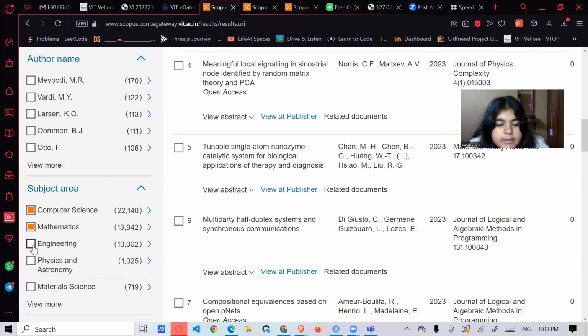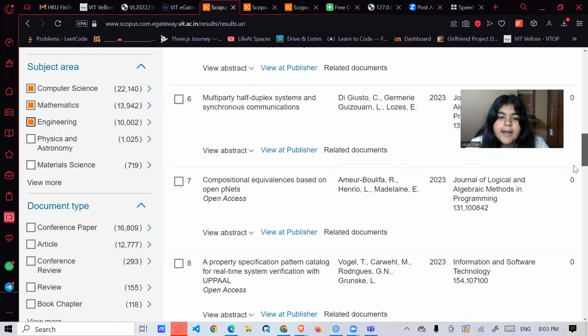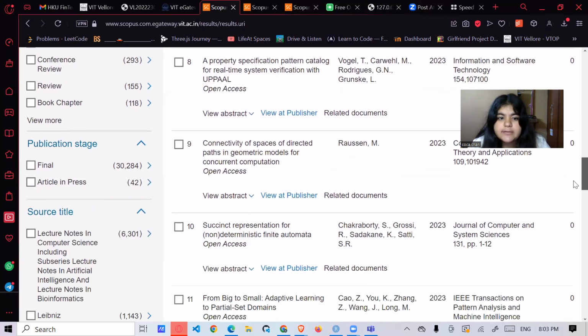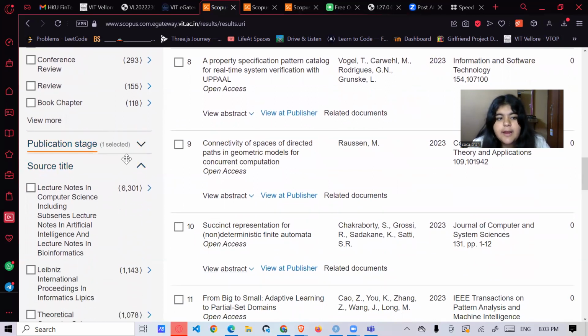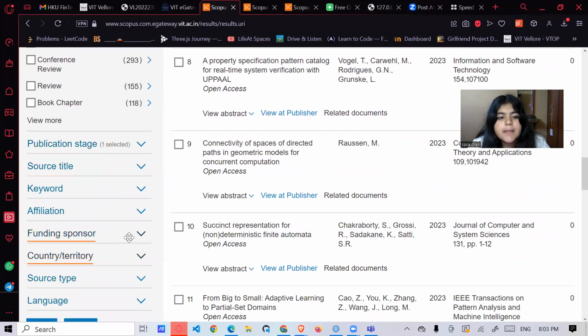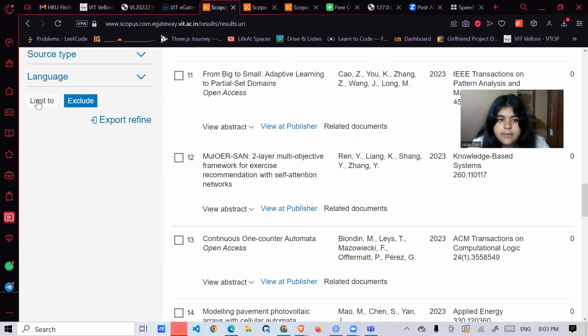I will restrain my database to computer science, because I'm talking about its relevance in computer science. I will also be adding research papers from mathematics and engineering because they're related to my topic as well. I don't have any preference for document types or publication stages, but I think I'll take the final stage ones. I also don't have any preference for the source title or country or territory, and then I will just limit my papers.